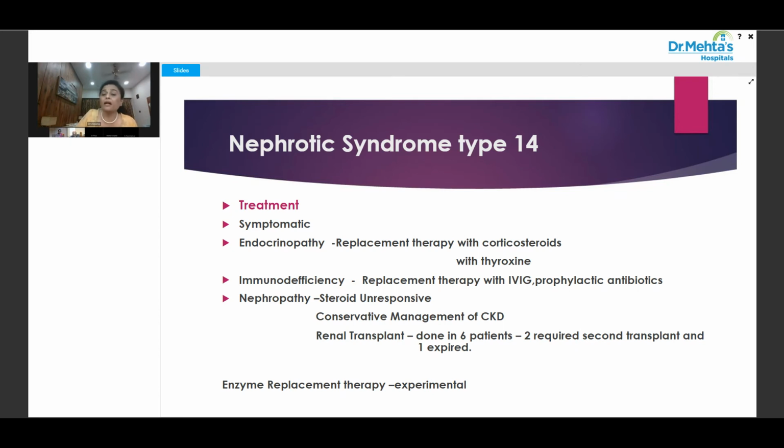Renal transplant has been reported in such patients only in 6 patients. Overall, only 39 cases have been reported in the world so far. Transplant was done in 6 of these patients. 2 out of them required a second transplant and 1 expired, and there's no literature on the 3 other ones who were transplanted. There is some mention of enzyme replacement therapy in such patients, but that is still experimental.